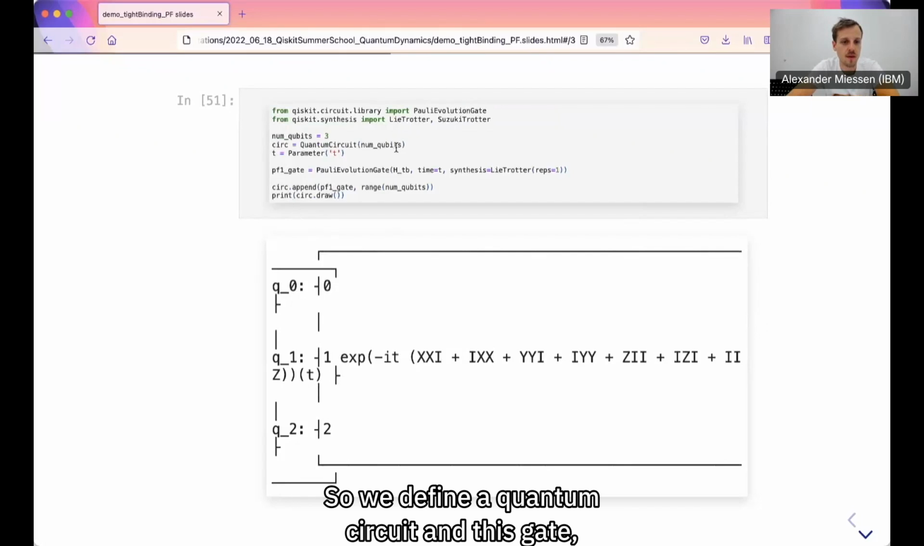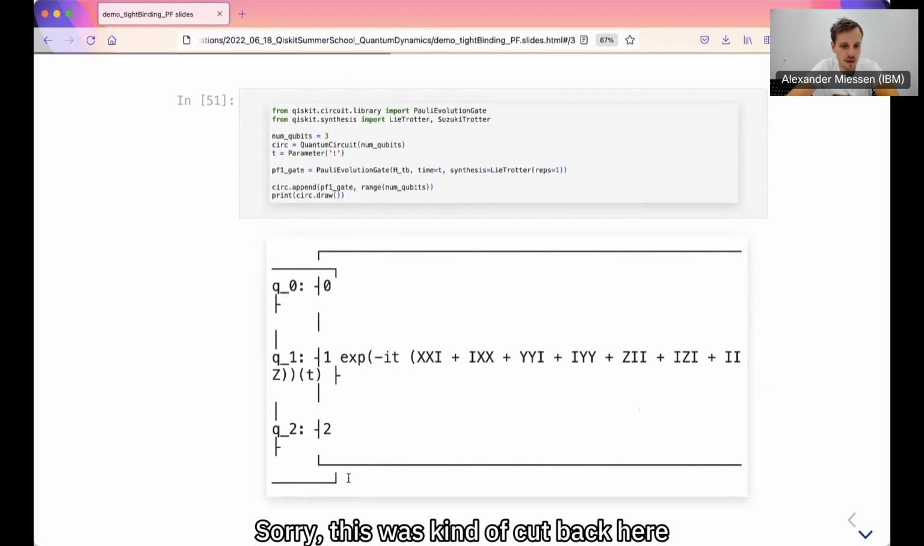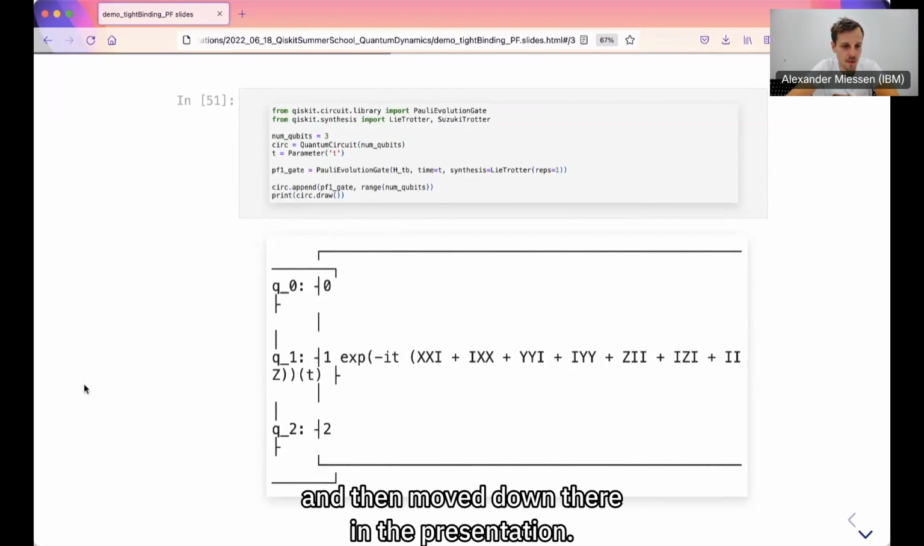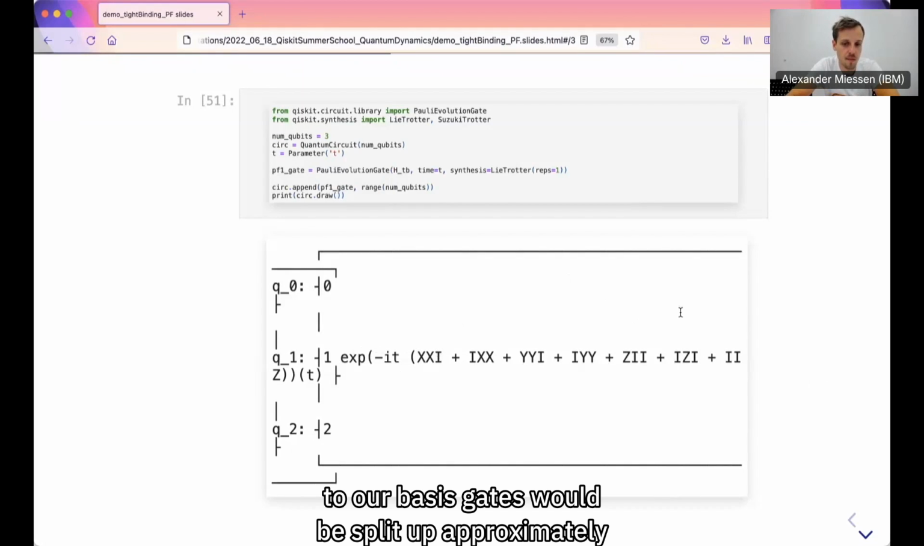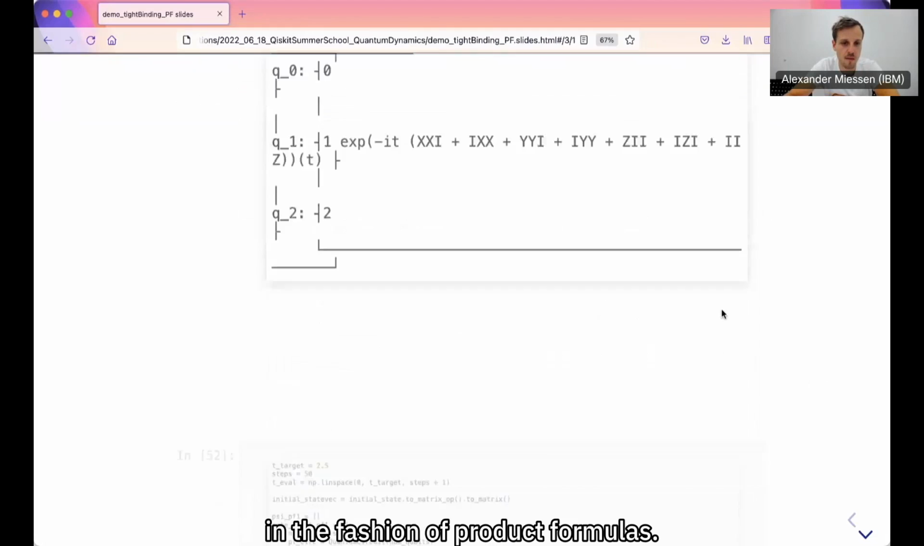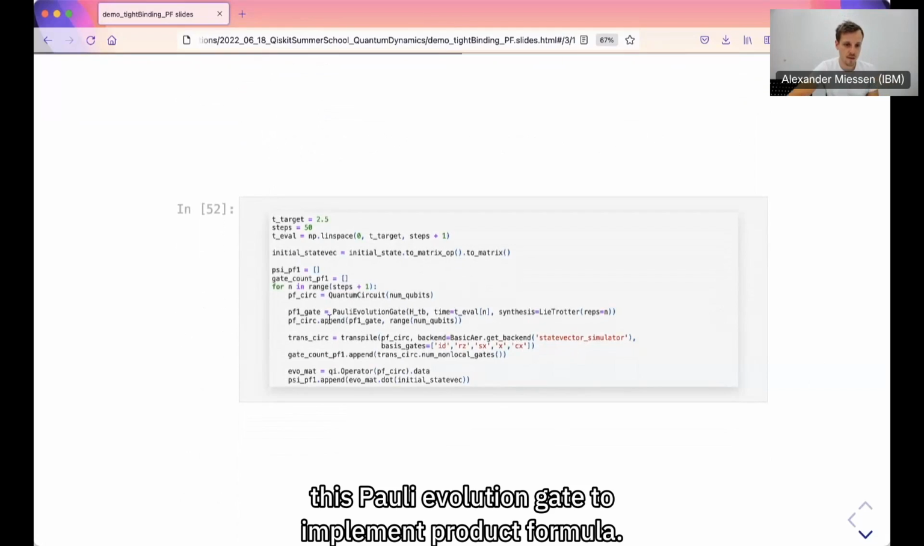So we define a quantum circuit and this gate, which implements our Trotter circuit, and then we append this gate to our quantum circuit and draw it down here. Sorry, this was kind of cut off here and then moved down there in the presentation. But essentially we get an implementation of this entire exponential, which, if we were to compile it to our basis gates, would be split up approximately in the fashion of product formulas. So we do this simulation using this Pauli evolution gate to implement a product formula.